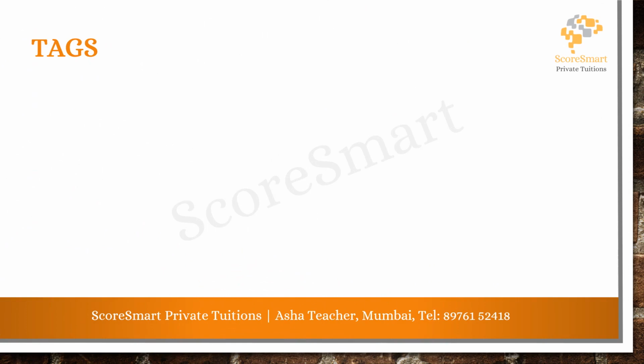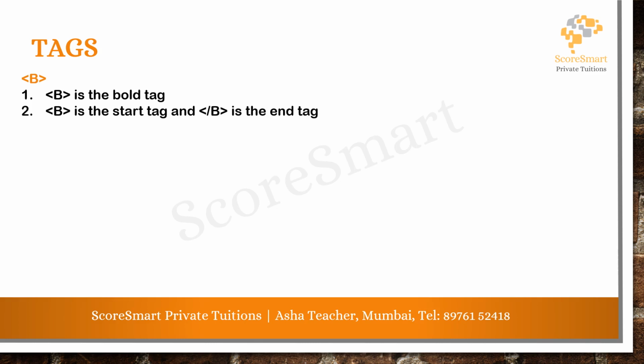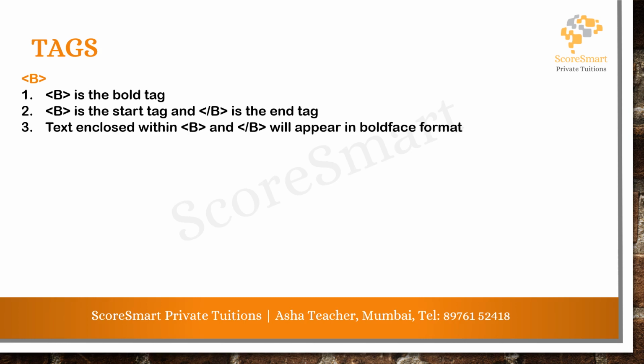The first tag we are seeing is a bold tag. You write it as B. B is a bold tag. B is a start tag and forward slash B is your end tag. If you write these two points, you will get no marks. You will get marks on your third point. This text is enclosed within B and slash B and this will appear in boldface format.